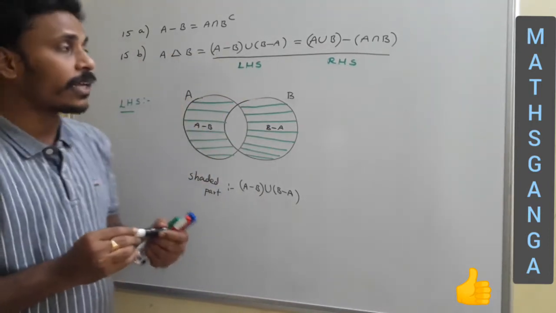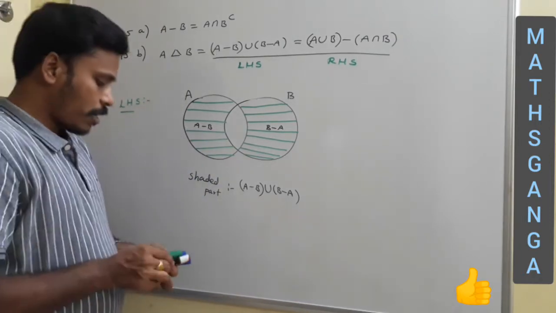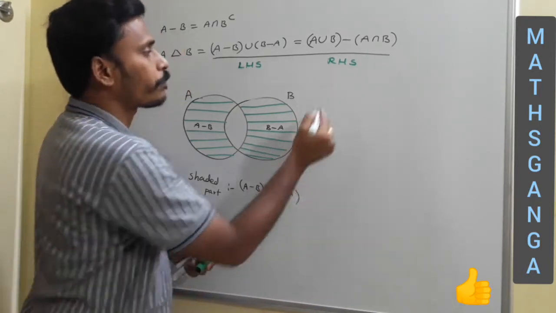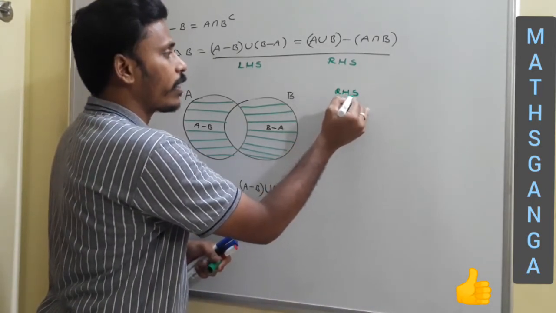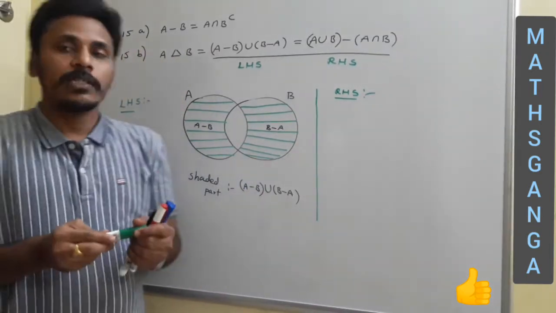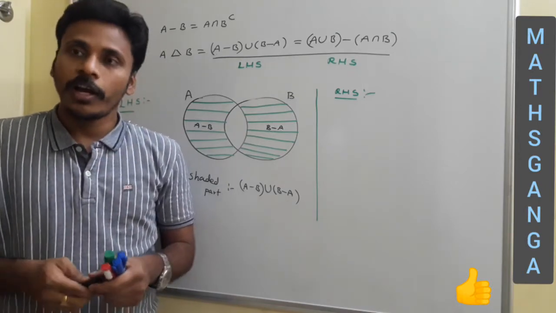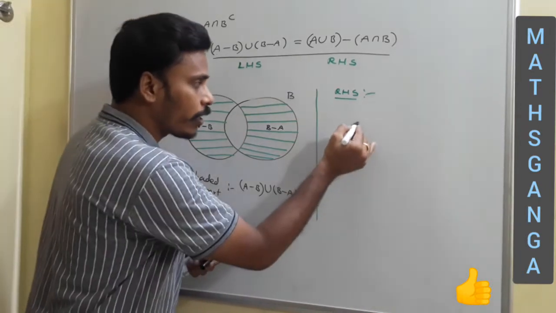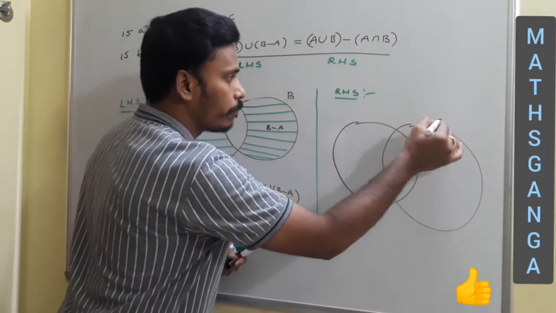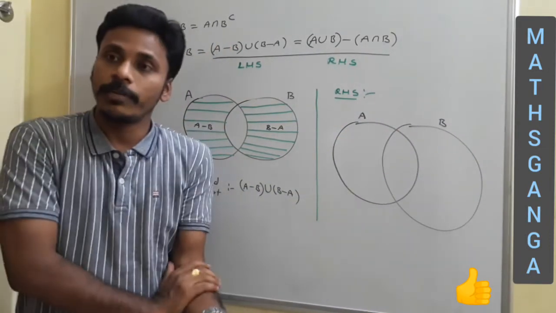Now, in the second part, we need to think about A union B minus A intersection B. Now I am sketching the Venn diagram for this right hand side part, the RHS. Again, the problem involves two sets A and B, so you need to draw two circles. One circle is for A and one circle is for B. This is set A and this is set B.